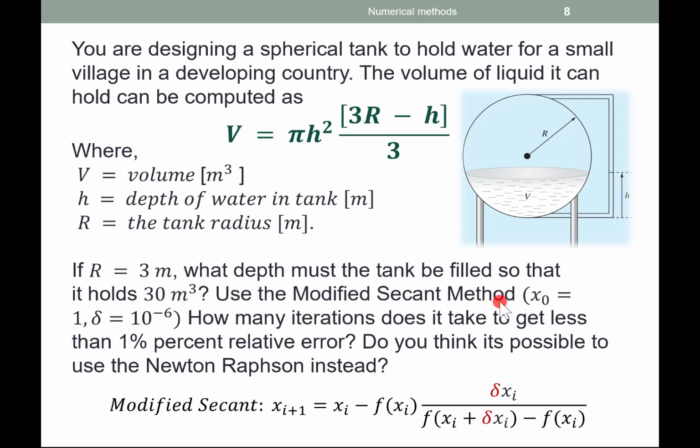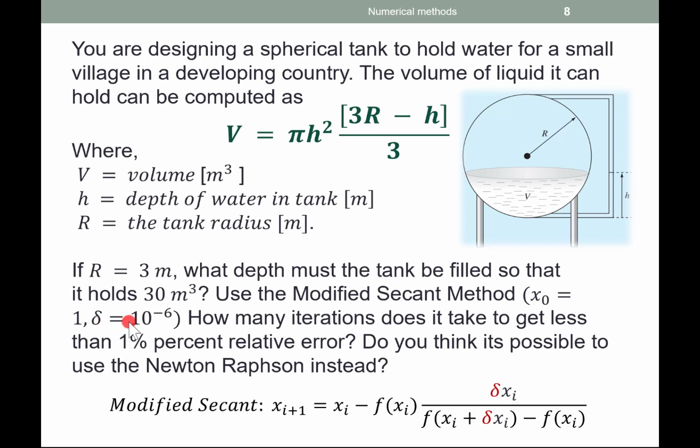Use the modified secant method with an initial guess of 1. Okay, so this initial guess is not going to be 0. Why? Because 0 doesn't make sense, right? I mean, you want to find when the tank is filled with 30 meters cubed. You're not going to say it has 0. So you use a number that makes sense, okay?